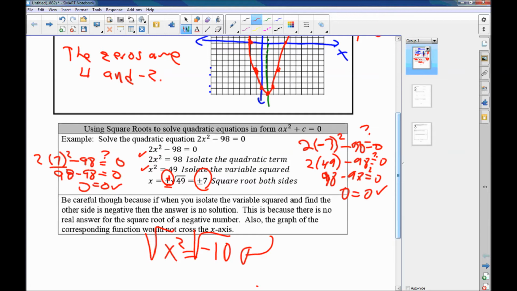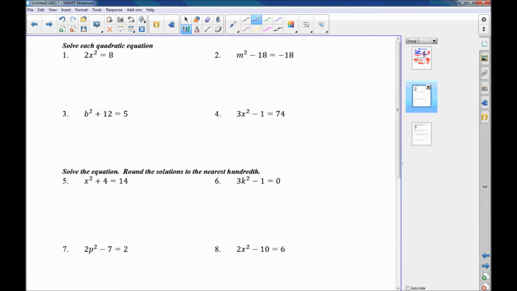So there is no real answer for the square root of a negative number. Also, the graph of this corresponding function would not cross the x-axis. The one above would have crossed the x-axis at 7 and negative 7. This one would be either all above or all below the x-axis. All right, let's flip it over and try a couple of these.